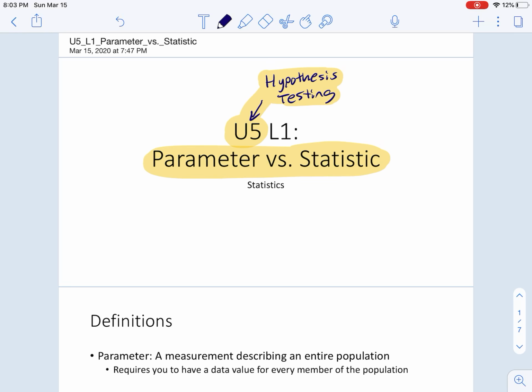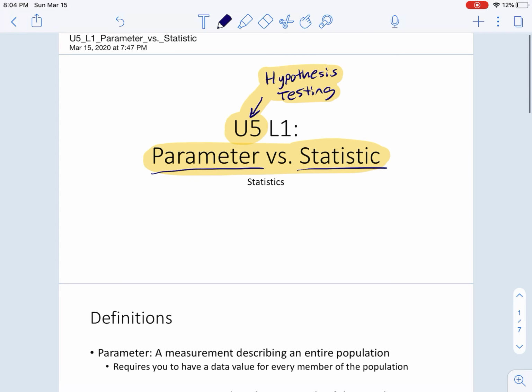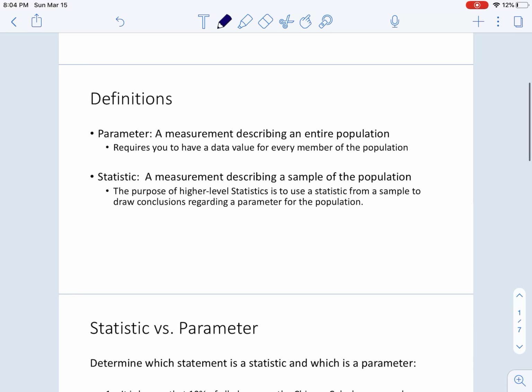And this first lesson is going to feel a little bit out of character compared to the rest of the unit. But it's really important before we get going that we understand the difference between parameters and statistics, as hypothesis testing itself talks about both, and it can be a little bit confusing to differentiate between the two. So moving into our definitions, first thing we're going to talk about is a parameter.